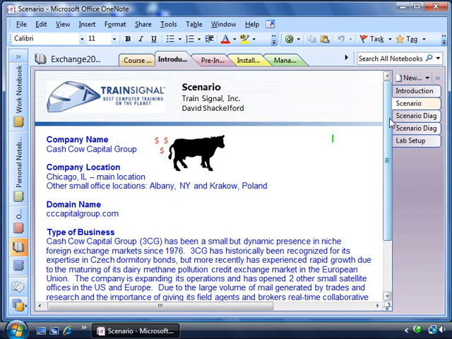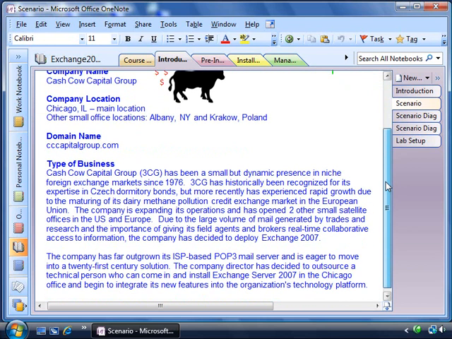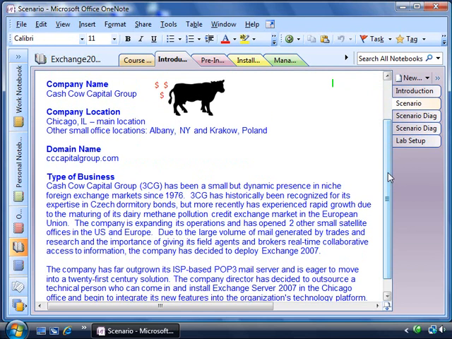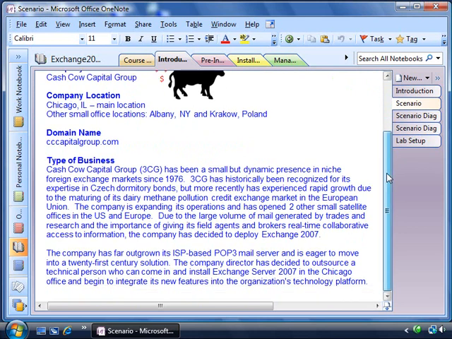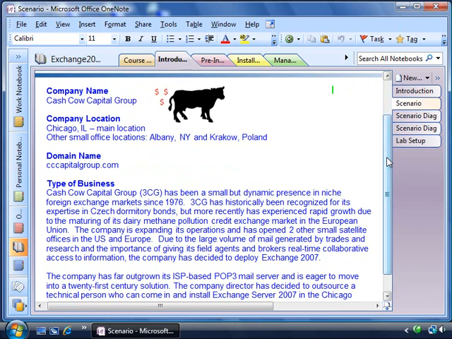So who are we working for? We're working for Cash Cow Capital Group, owned by Chumness Bovafladian. This company is based in Chicago with offices in Albany, Boston, and Krakow, Poland. The domain name of this company is CC Capital Group, but we've also got a domain name of cashcowcapitalgroup.com.